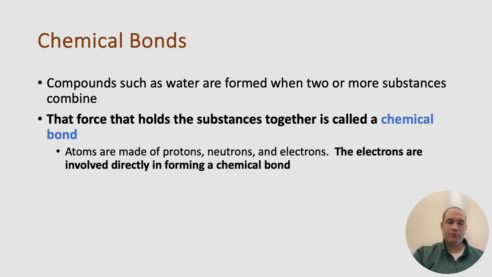Now, atoms are made of protons, neutrons, and electrons, and here's something that's really important: the electrons are involved directly in forming a chemical bond. The electrons are the things that are actually holding the bond together in these bonds that are forming. So, you could talk about sharing or transferring electrons. Either way, electrons create the reactivity of the element.